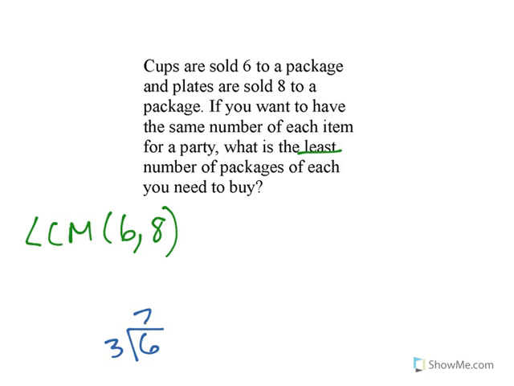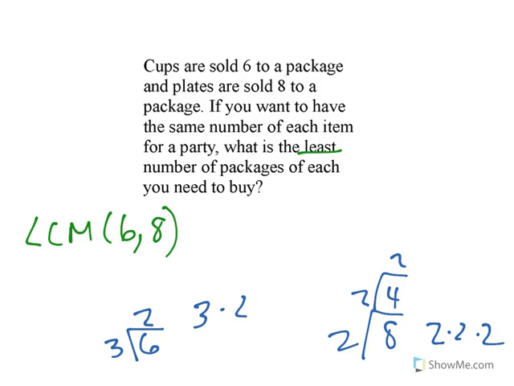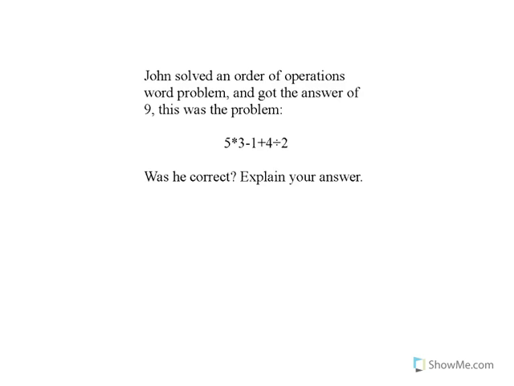6 is 3 times 2, and 8 is going to be 2, 2, 2, 3 2s. So it'll be 2 times 2 times 2. We will cross off any duplicates. And the least common multiple of 6 and 8 will be the product of 3 times 2 times 2 times 2, which equals 24. Okay, you should be getting a pop-up for this problem.